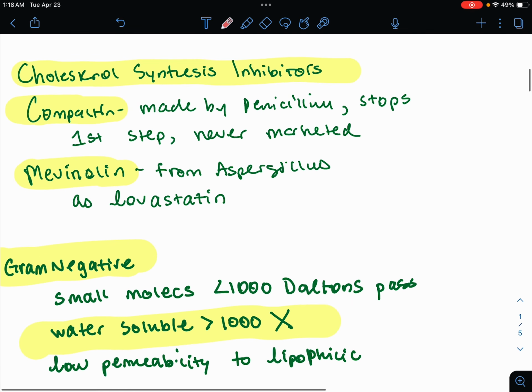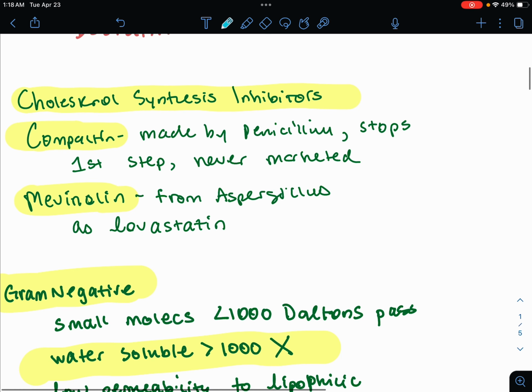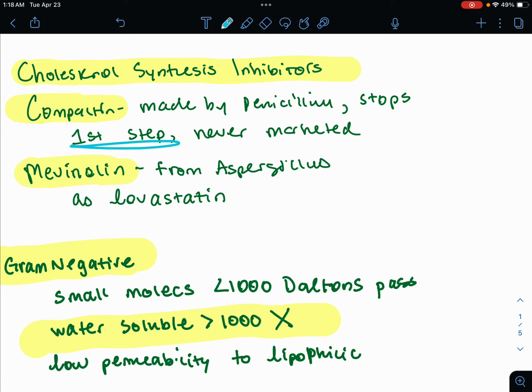Let's talk about the cholesterol synthesis inhibitors. Several products from our Penicillium species will inhibit the synthesis of cholesterol. One of these would be compactin. Compactin, it's made again by Penicillium. It lowers cholesterol by inhibiting the first step of the process. It was never marketed, however. We also have the Aspergillus drug called mevinolin, and this is marketed as lovastatin. That also stops cholesterol synthesis.